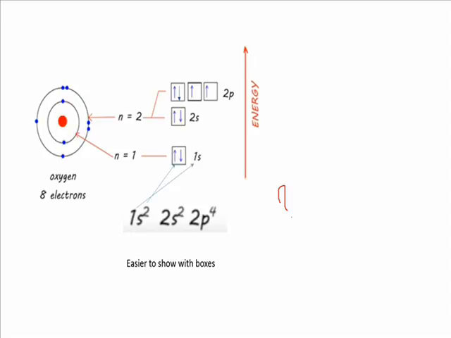as you can see, 2s2 and 2p4. What if we want to write down the electron configuration for O2 minus, which means an oxygen atom which has gained 2 electrons?